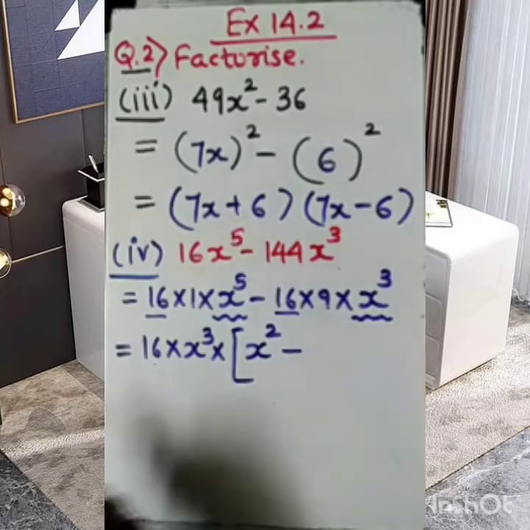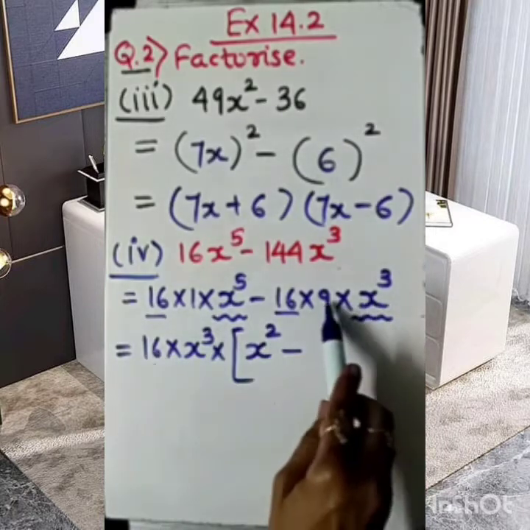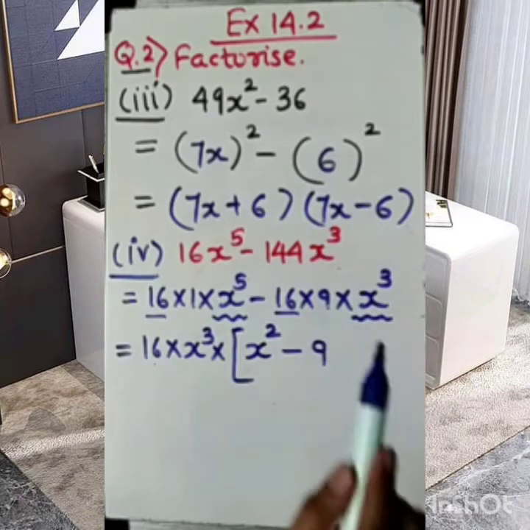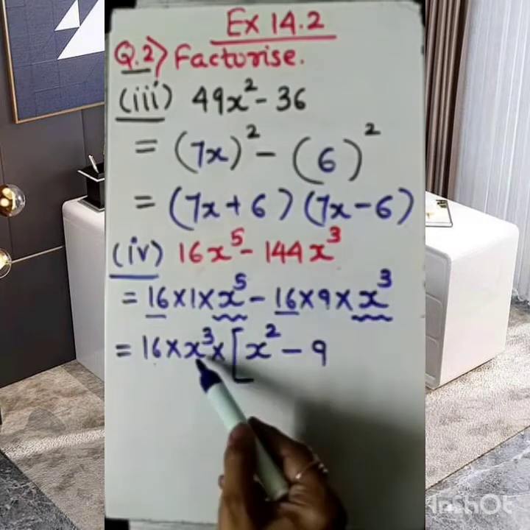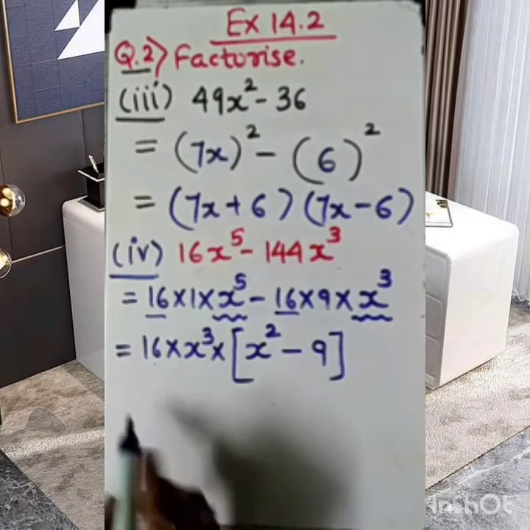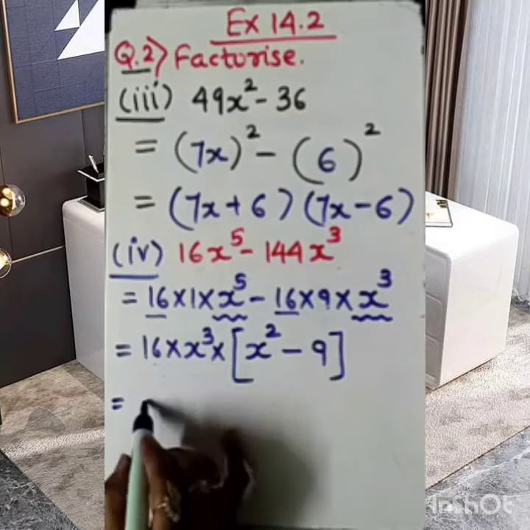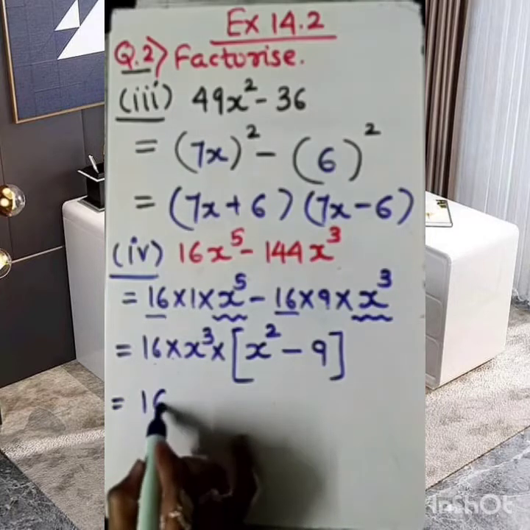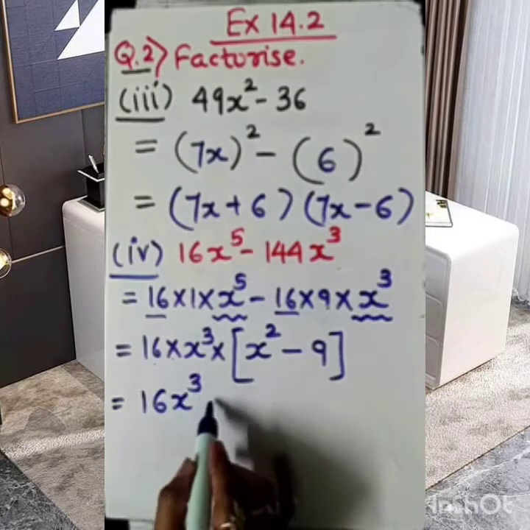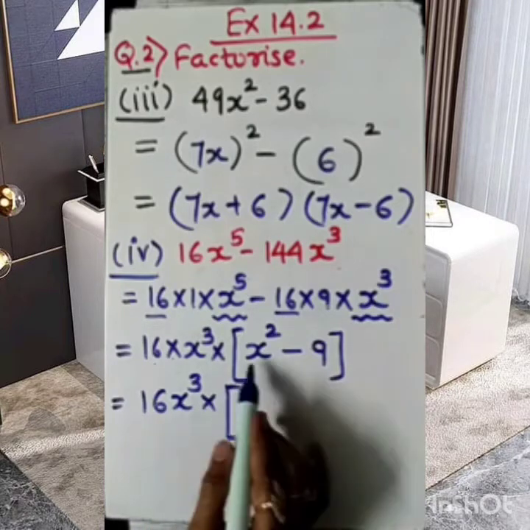Minus. Now 16 is already outside. So what will be left here? 9. And x cube is already outside. So dear student, outside the bracket, if I remove this product sign, I need to mention 16x cube. Now what about these two terms?